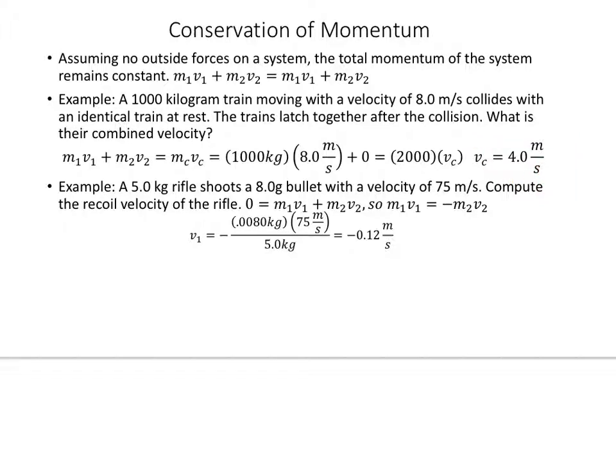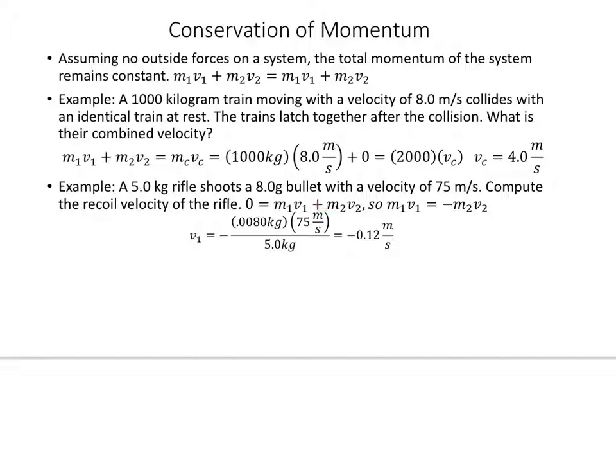Okay, here's a slightly different kind of problem. We've got a rifle that shoots a bullet, 8 grams, with a velocity of 75 meters per second. We want to compute the recoil velocity of the rifle. This one's kind of interesting because before the gun is fired, the momentum of this rifle-bullet system is 0. But after it's fired, we've got the bullet moving one way and the rifle recoiling in the other direction.